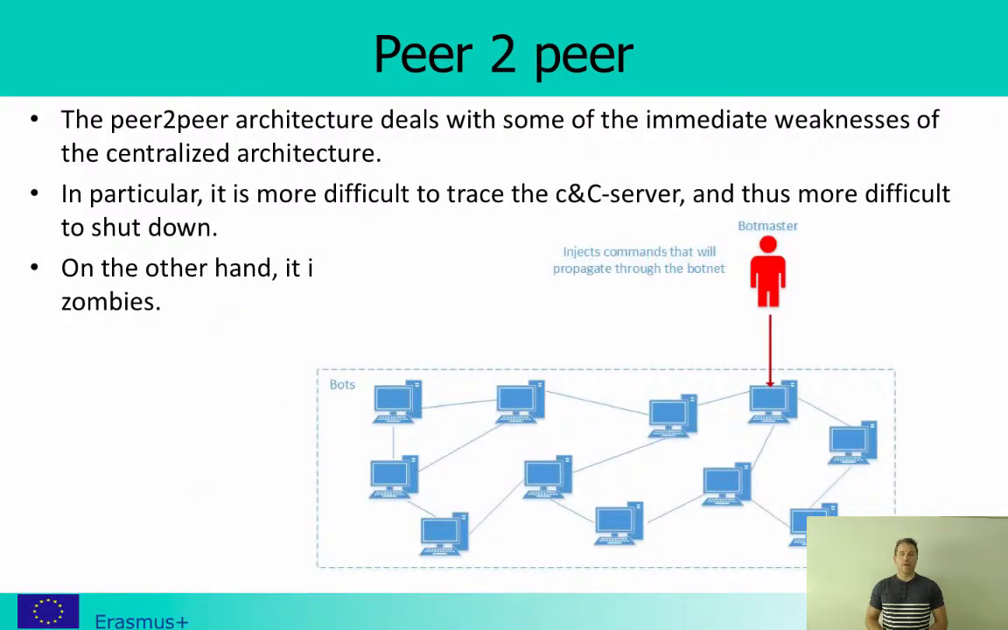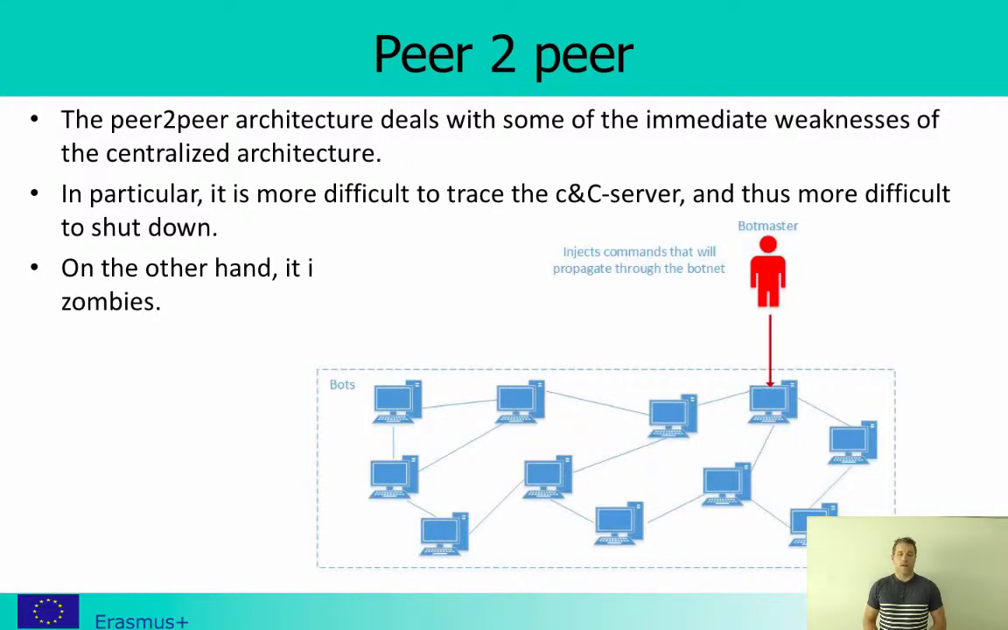In the peer-to-peer architecture, we tried to deal with some of the shortcomings of the centralized architecture that we saw just before. Here you have a lot of machines connected to each other, like connections here and there. It can look pretty unorganized. The idea is that the botmaster can inject commands into one machine, which will then forward them to other machines, which will forward them to other machines again. As an infected zombie, you don't know if your command is coming from the botmaster itself or just from another infected machine. So it is more difficult to trace the CNC server, and a lot more difficult to shut it down, because even if you find a machine and take it out, the rest will still be well connected.